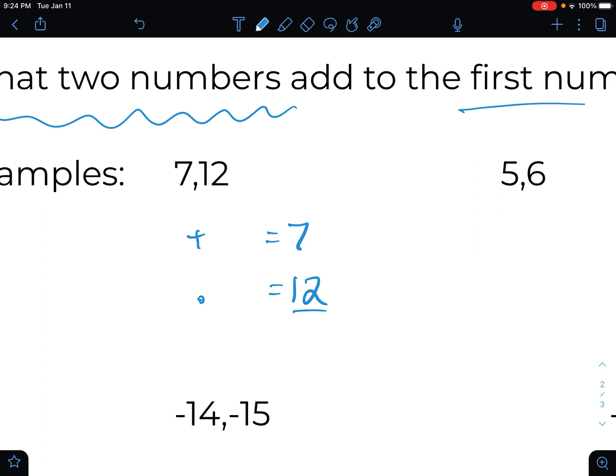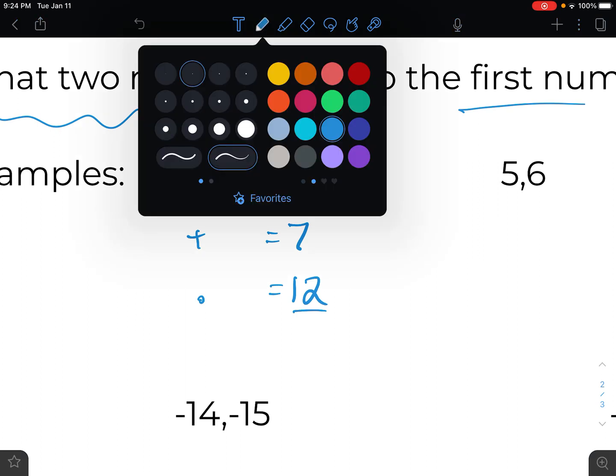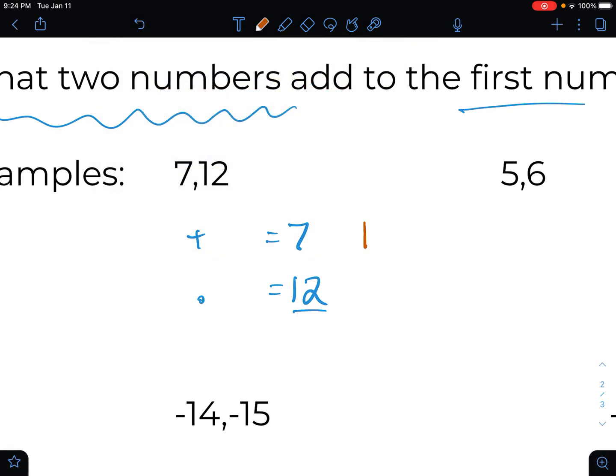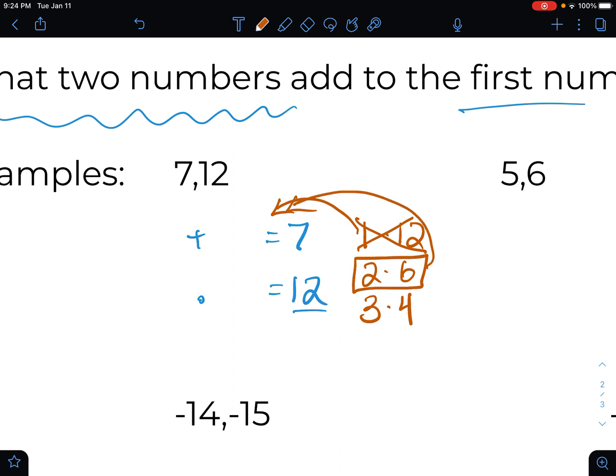Whenever I think about numbers that multiply to give me 12, the first ones that pop into mind are 1 times 12, 2 and 6, and 3 and 4. But there's no way 1 and 12 can add to give me 7, so those cross off the list. The next pair is 6 and 2. Well, 6 and 2 don't add to give me 7, they add to give me 8, so really close, but not quite. So those don't work.